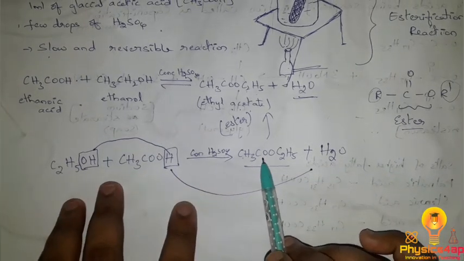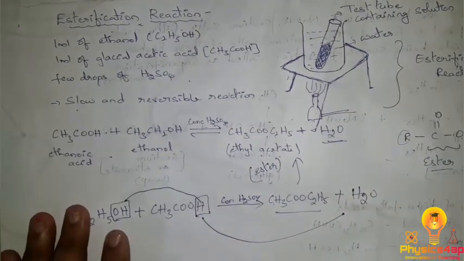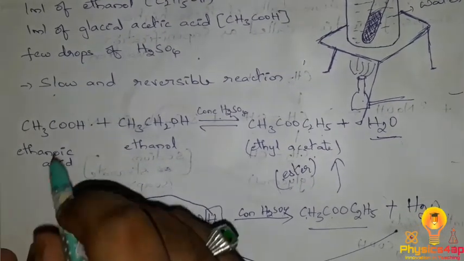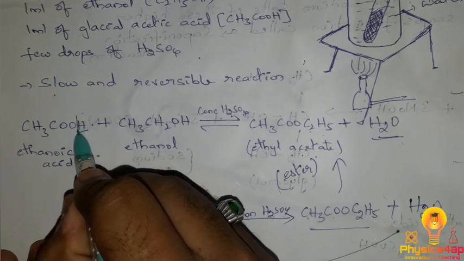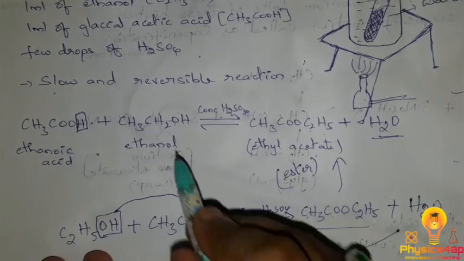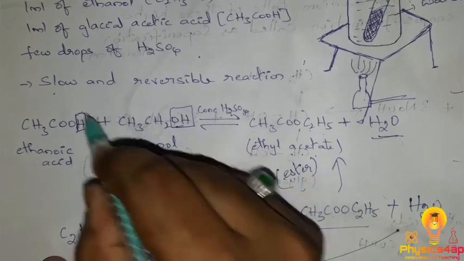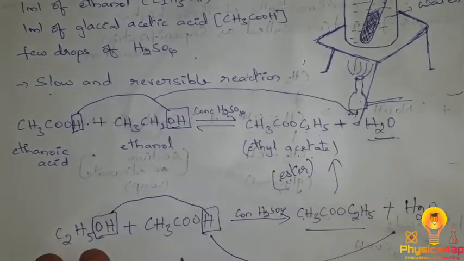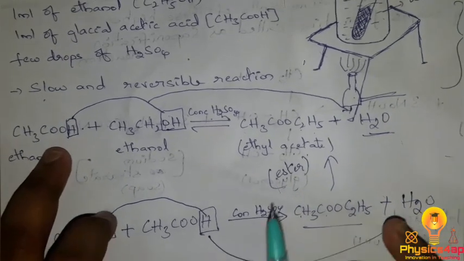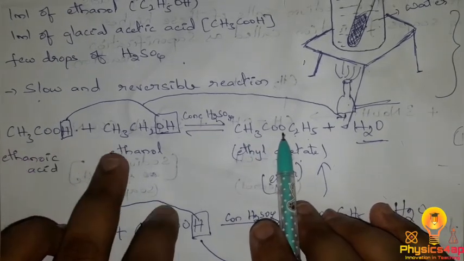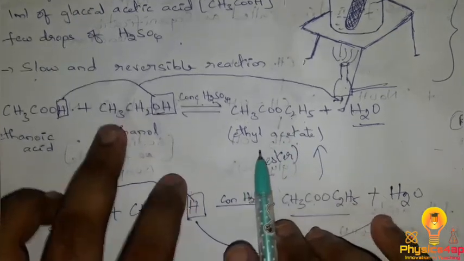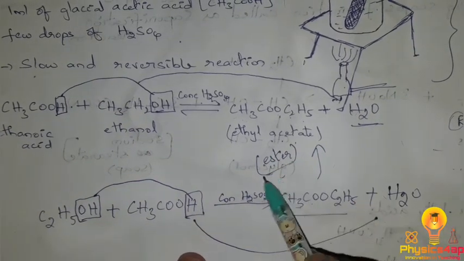So we get CH3COO C2H5. So here also, we have H in this, and we have OH. When these two get combined, H2O is removed, and the remaining is CH3COO, and this CH3CH2 can be written as C2H5, which is called ethyl acetate, and ethyl acetate is called an ester.